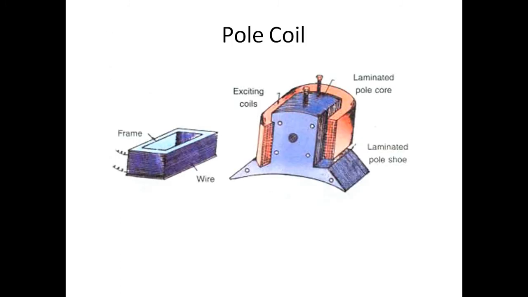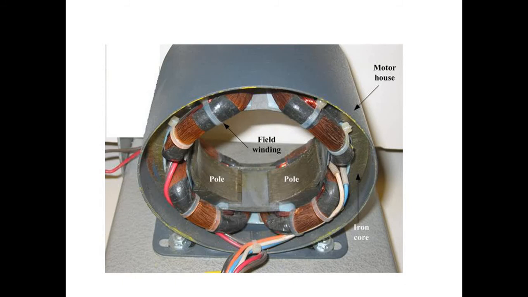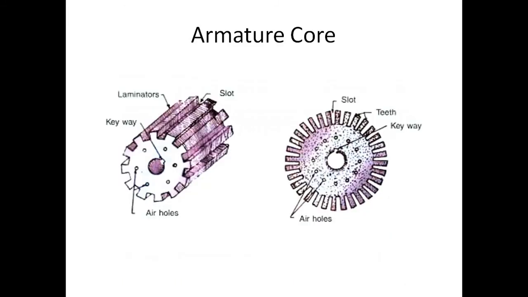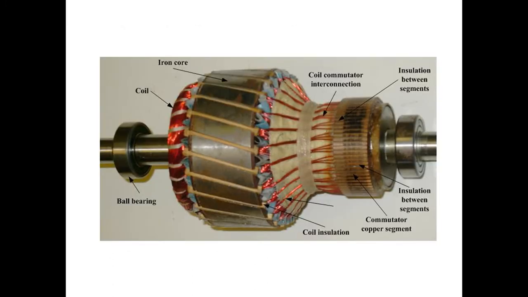Pole coil. The pole coil in the machine. Armature core. Then the armature diagram. This is an iron core. This is a coil. This is a ball bearing. The coil insulation and commutator segment, copper segment, coil commutator connection, insulation between segments.